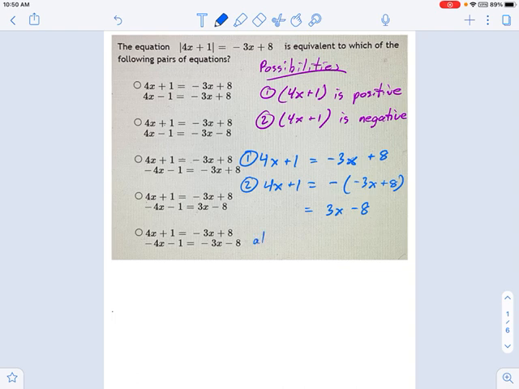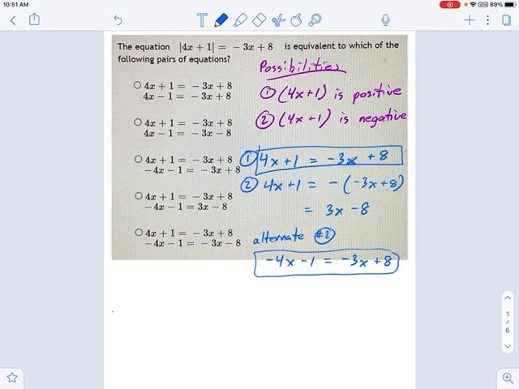So I want to talk about the other way I could have said this equation number 2. This is alternate number 2. Just multiply both sides by a negative. You get negative 4x minus 1 equals negative 3x plus 8. Okay, so here's equation number 1. Here's equation number 2, and this one is in there.